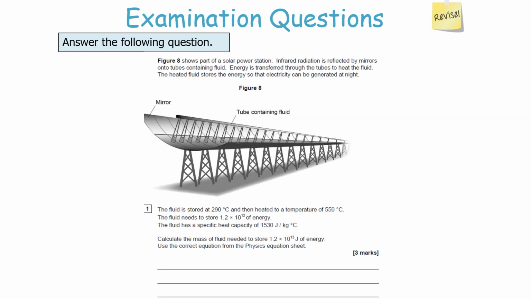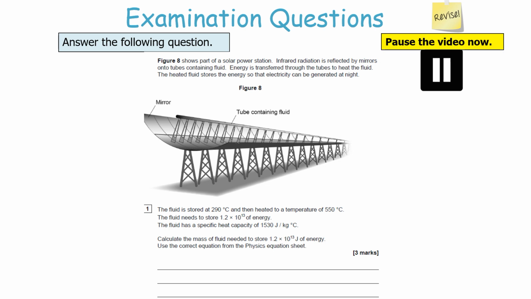The next question says, Figure 8 shows part of a solar power station. Infrared radiation is reflected by mirrors onto tubes containing fluid. Energy is transferred through the tubes to heat the fluid. The heated fluid stores the energy so that the electricity can be generated at night. The fluid is stored at 290 degrees Celsius and then heated to a temperature of 550 degrees Celsius. The fluid needs to store 1.2 times 10 to the 13 joules of energy. The fluid has a specific heat capacity of 1,530 joules per kilogram degree Celsius. Calculate the mass of fluid needed to store 1.2 times 10 to the 13 joules of energy. So pause the video now, then unpause the video when you want to go through your answer.